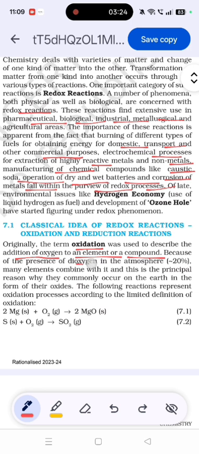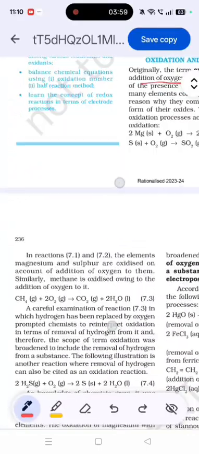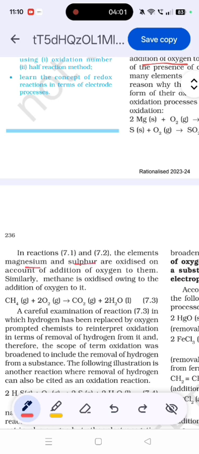Because of the presence of dioxygen in the atmosphere, approximately 20 percent of the air is oxygen, so many elements have a tendency to combine with it and become their oxide. So oxidation is the addition of oxygen to an element. Let's see some reactions. Magnesium reacts with oxygen to form magnesium oxide. Sulfur reacts with oxygen to form sulfur dioxide. These two are examples of oxidation reaction, and here magnesium and sulfur are oxidized on the addition of oxygen to them.